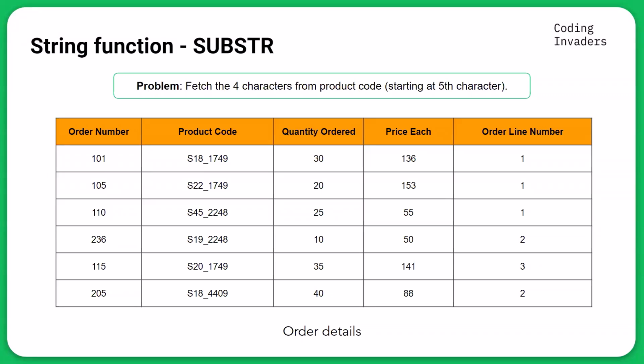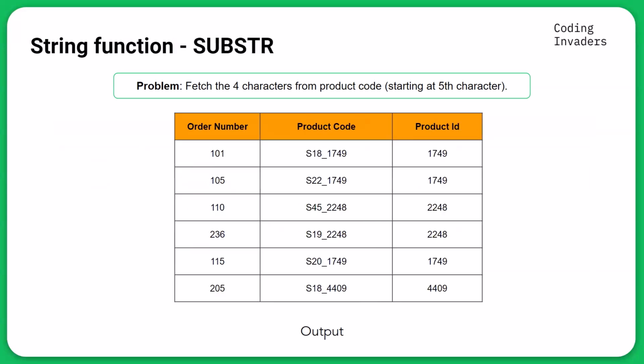Let us consider we need to fetch 4 characters from the product code column, starting from the 5th character. Let us take the table order details, which has 5 columns, out of which we are considering the column product code. The first row of the product code has the value S18_1749. Here we need to fetch 4 characters, starting from the 5th character. So can you pause the video and let me know what will be the output of this? I hope you got it right.